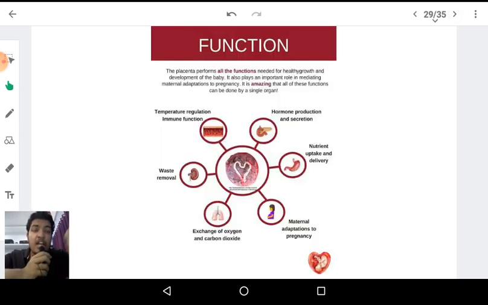Now let us see what are the functions of this placenta. Placenta has a large number of functions. Number one is temperature regulation and immune function. Number two is hormone production and secretion. It secretes a large number of hormones like human chorionic gonadotropin, estrogen, progestogens, human placental lactogen, and so on. Next is nutrient uptake and delivery. Next is maternal adaptations to pregnancy, exchange of oxygen and carbon dioxide with the fetus, and also waste removal. So these are the different functions which are associated with the placenta.